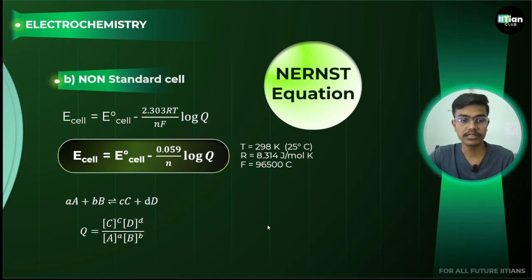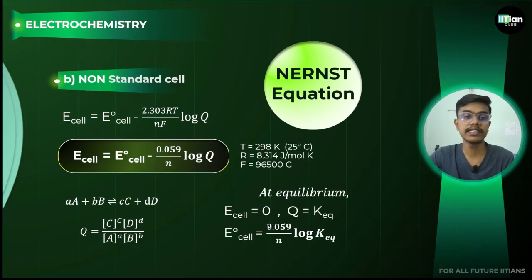And if you are wondering what Q is, let's say you have an equilibrium equation like that. Q is the concentration of the products raised to their stoichiometric coefficients divided by the concentration of the reactants raised to their respective stoichiometric coefficients. And at equilibrium, E cell is equal to 0 and Q is equal to the equilibrium constant. So you can deduce E naught cell like this. From this, you will be able to find K equilibrium.